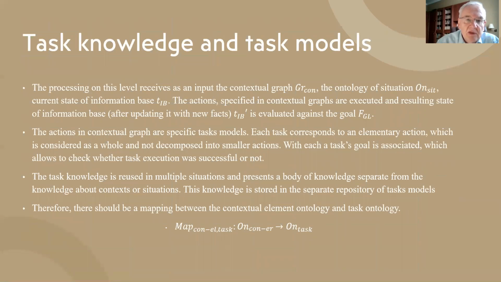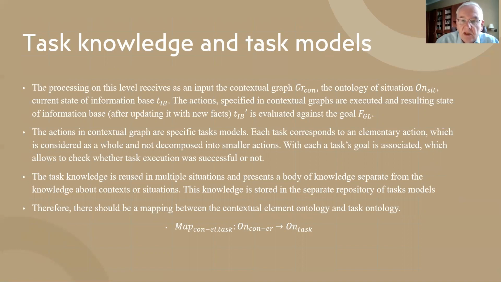Each action in this contextual graph can be represented by yet another type of small ontology, the so-called task ontology, and the related task model. The task model describes how a specific action is done. Since the same types of action can be reused in different situations, these task models and task knowledge represent quite a different body of knowledge when we compare it with situational knowledge or, for example, contextual knowledge.